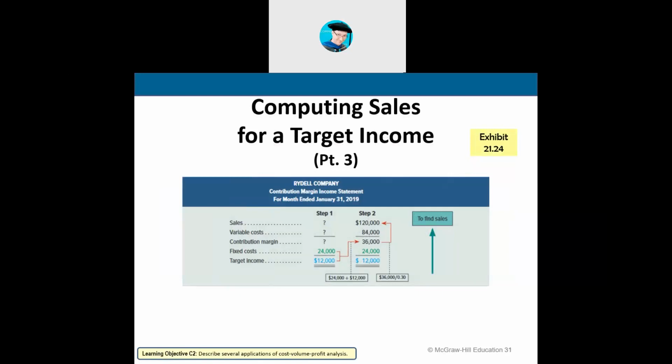Really, it's very nice. And this is what it looks like visually. Sales minus variable cost equals contribution margin, minus fixed cost equals your target income. It's pretty nice. I like it.